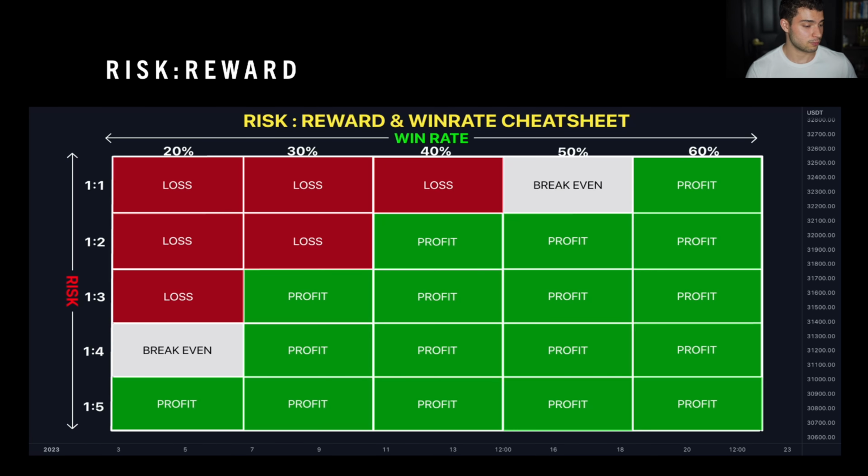This is the risk to reward. This is one of the most important parts of this whole course, okay? And what this basically means is you have a risk to reward because you have a certain win rate of your strategy, all right? And you've got to figure out what percentage your win rate is, okay?